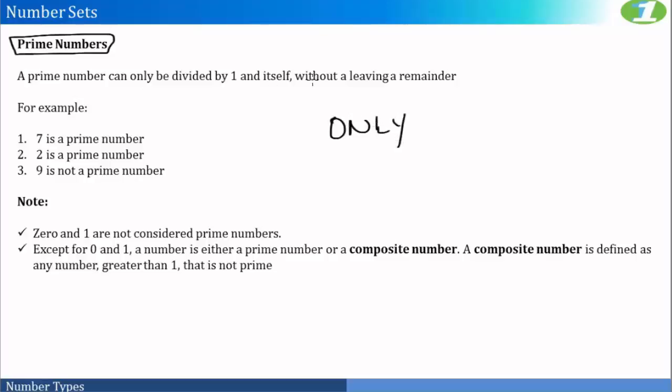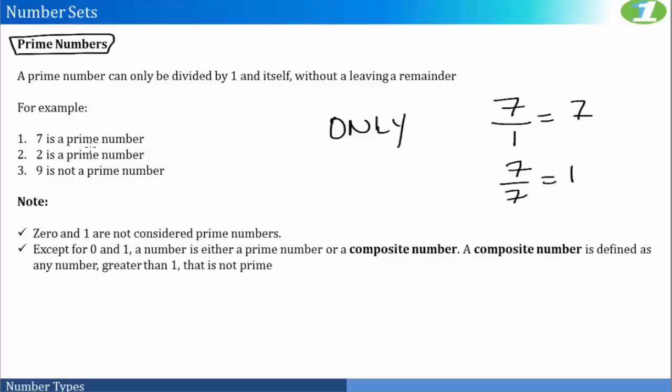Now, what do I mean by that? Well, let's look at the number 7. If I divide 7 by 1, I will get 7. And if I divide 7 by 7, I will get 1. No other number can divide 7 without leaving a remainder, right? So 5 cannot go into 7, 3 cannot go into 7, and I cannot find any number that can go into 7 apart from 1 and 7, and therefore 7 is a prime number.